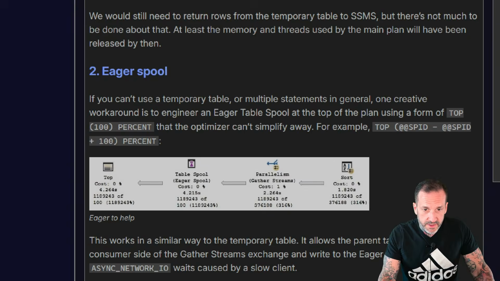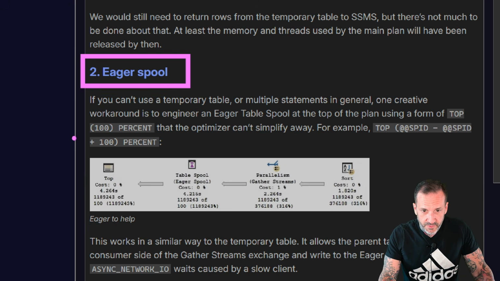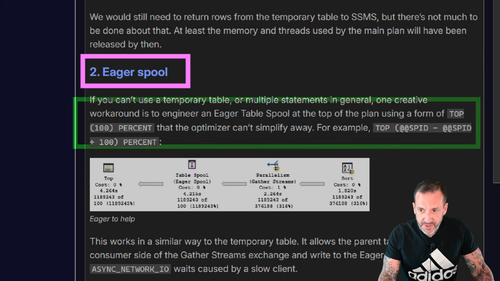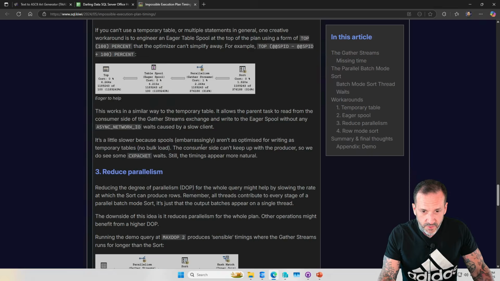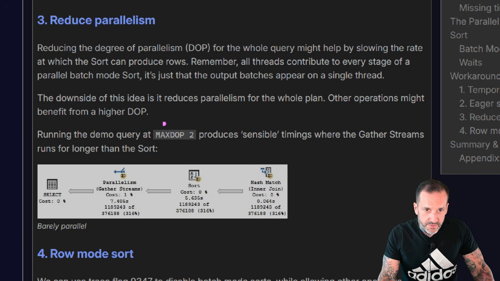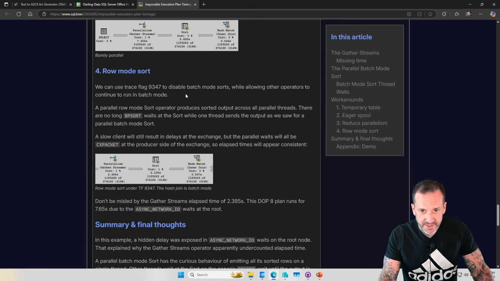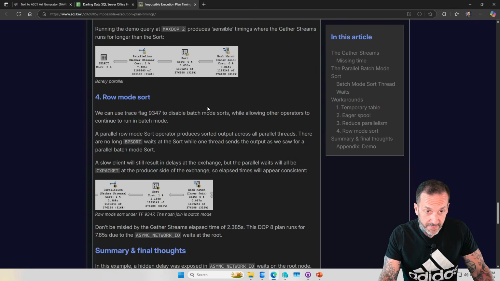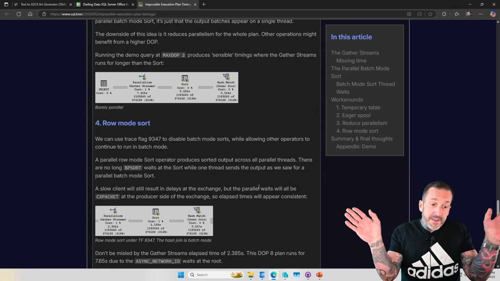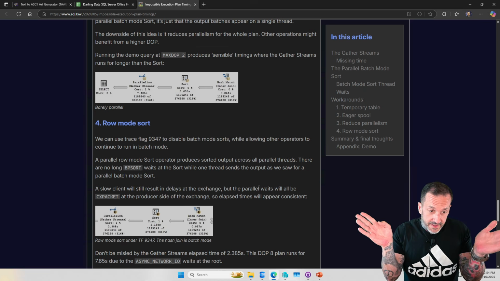The other which was an eager index spool, right? And we get that by doing this top SPID minus SPID plus 100% query. And the other was reducing parallelism, so max stop 2. And then row mode sort, so using trace flag 9347 to get a row mode sort instead of a batch mode sort.